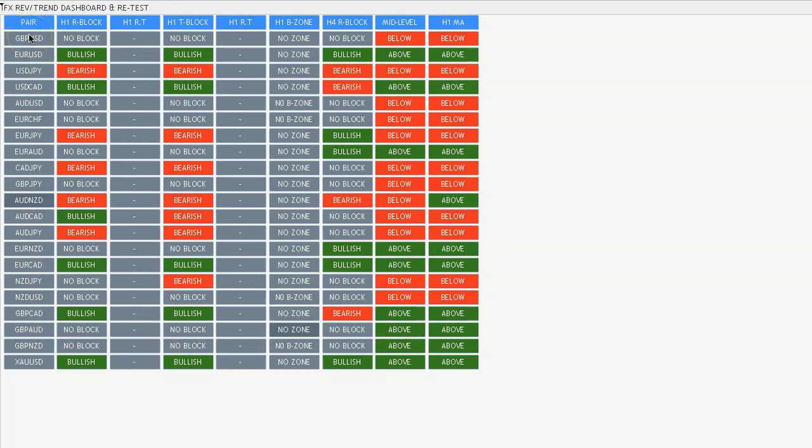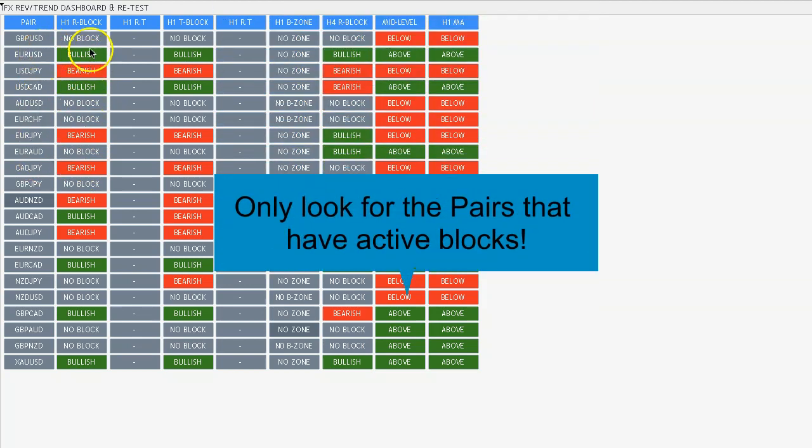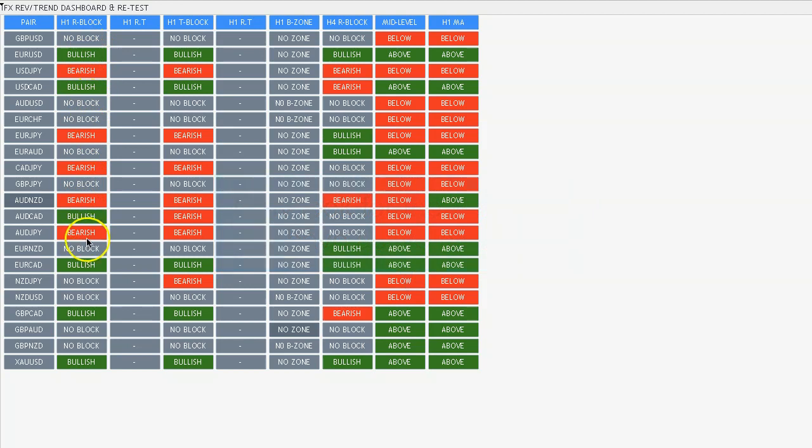If I tell the dashboard, hey, listen, give me blocks that are 3 days old, now it's going to filter out for me, so I don't have to actually look at pound dollar because I have no block that is currently, nor 2 days old or 3 days old. So I'm only going to concentrate on the pairs where I actually have active blocks, right? Out of 21 pairs that I have in here, only 1, 2, 3, 4, 5, 6, 7, 8, 9, 10, 11 pairs I have potential entries for right now. So that's the first thing that we need to know.